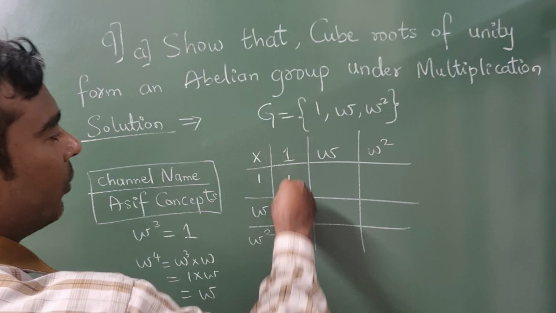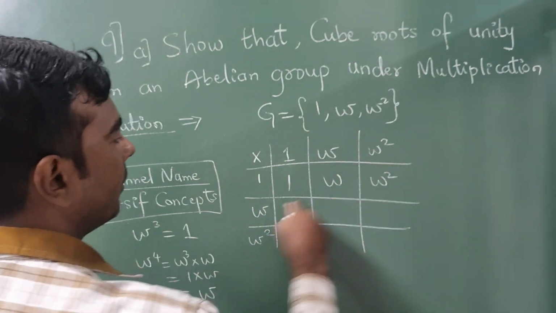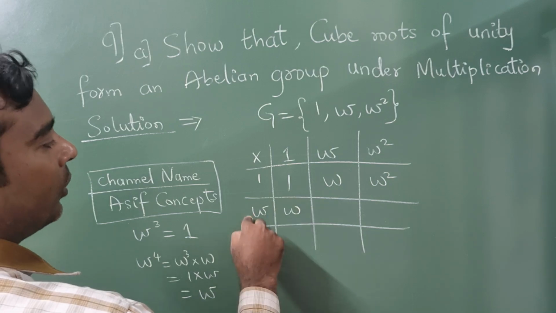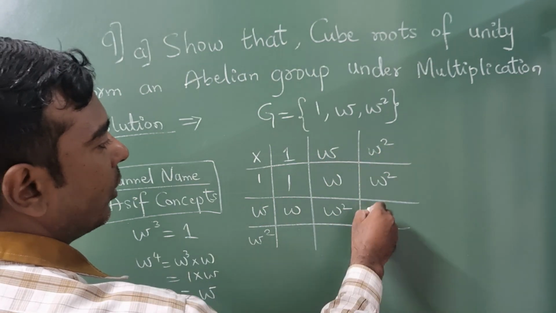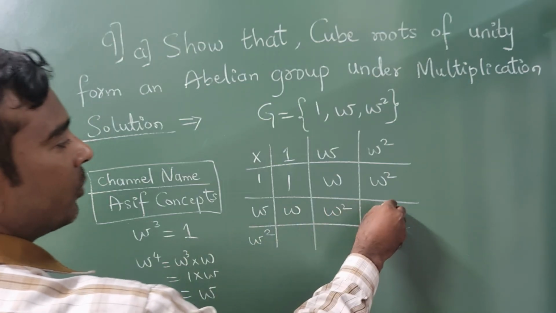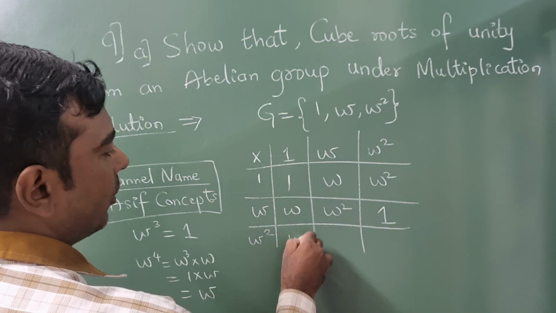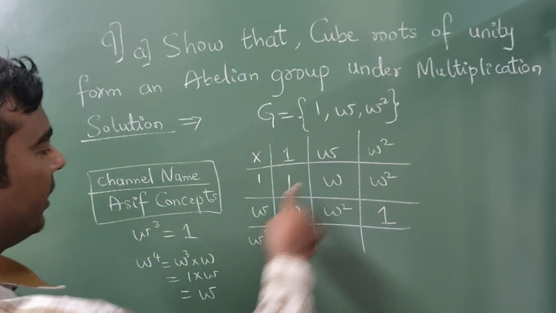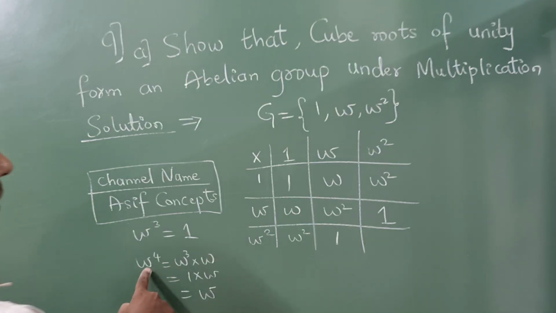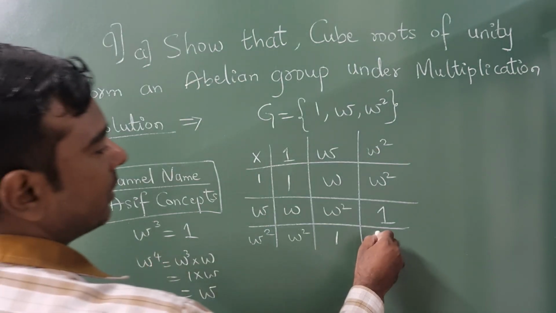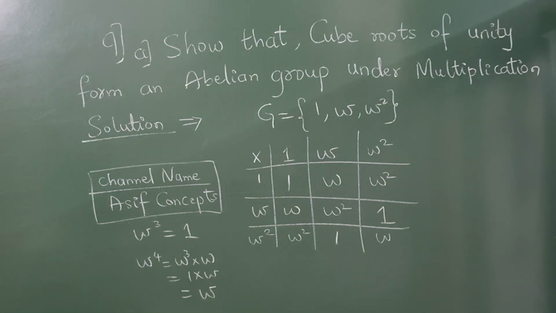Now 1 into 1, 1 into omega, 1 into omega square, omega into 1, omega into omega square, omega into omega square, omega cube. So I'm going to write 1 again. Omega square into 1, omega square into omega cube. So the answer is 1. Omega square into omega square, omega raised to 4. So what is it? Again omega. Fine. Now write down.